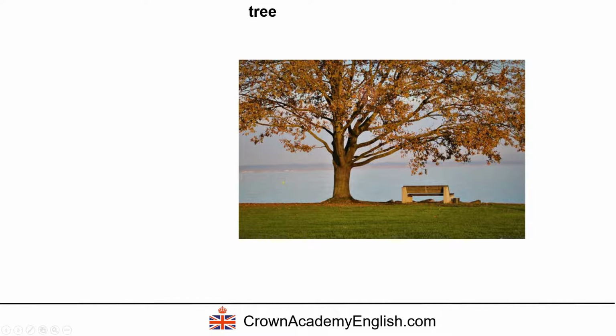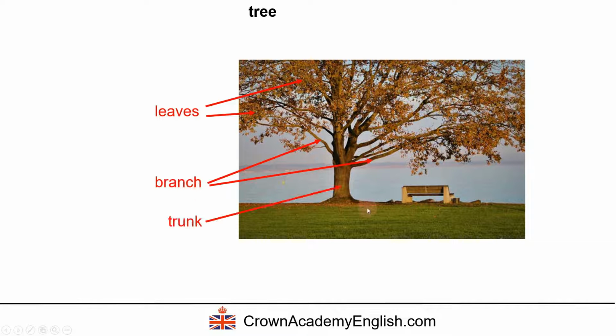A tree. So this whole thing is a tree. And there are three parts to a tree. We have the leaves. We have branches. So here's one branch. And here is another branch. And finally, we have the trunk. This is the tree trunk. Okay, so this big column here.